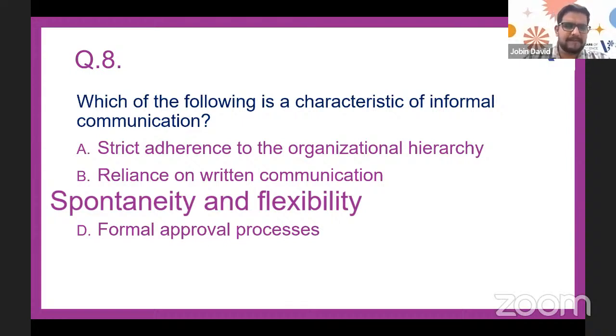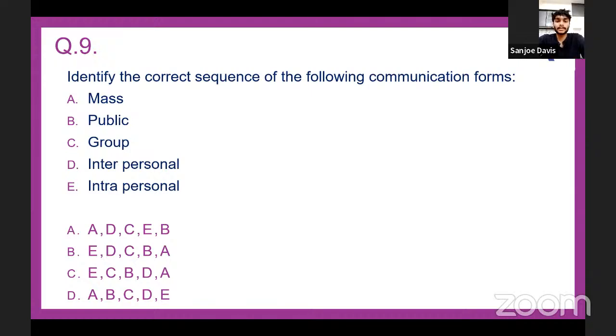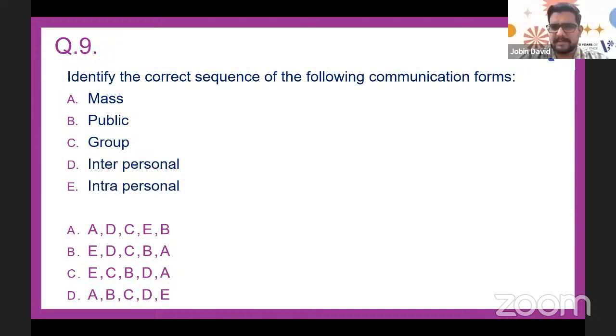Question number 9. Identify the correct sequence of the following communication forms. We have mass communication, public communication, group communication, interpersonal communication, and intrapersonal communication. The options are ADCEB, EDCBA, ECBDA, and ABCDE. Sanjay, what do you mean by intrapersonal? Intrapersonal communication is basically the communication within ourselves, like our thoughts, inward.